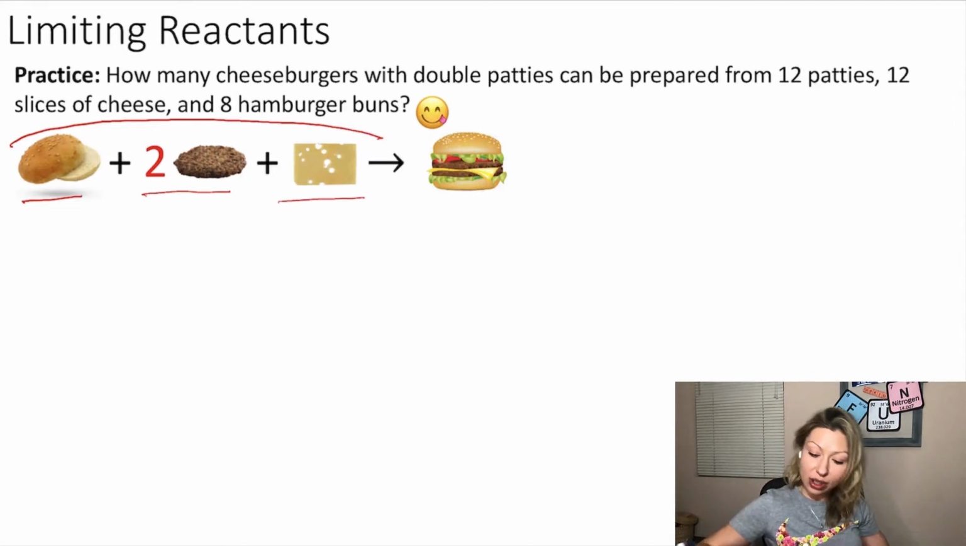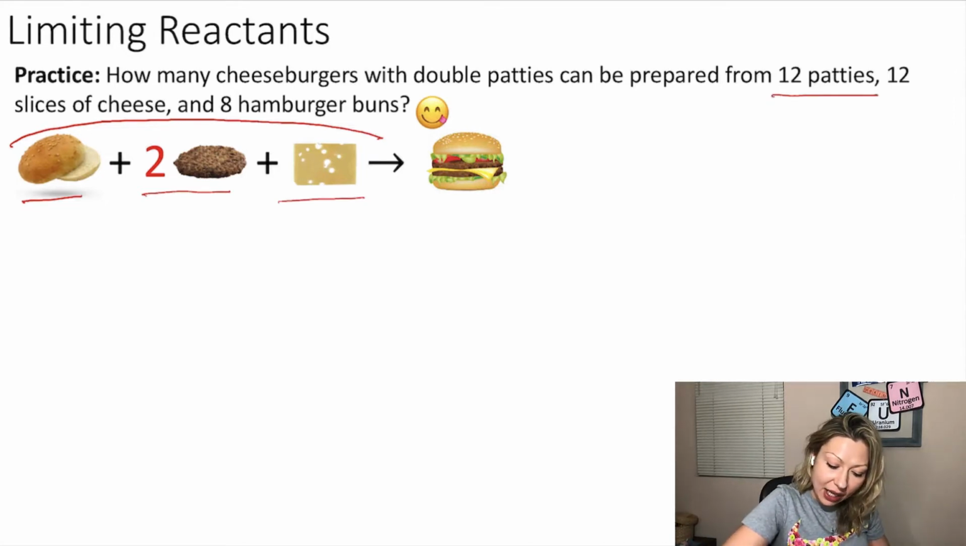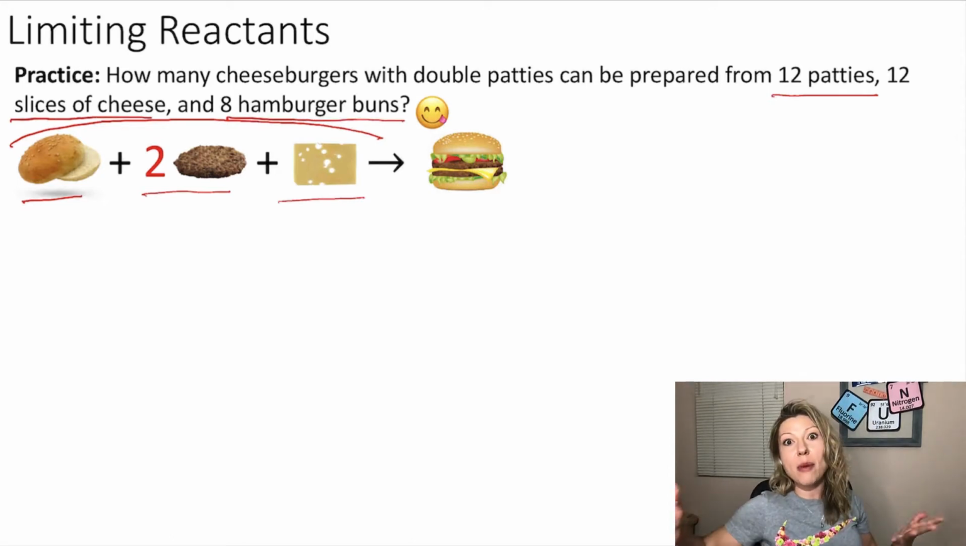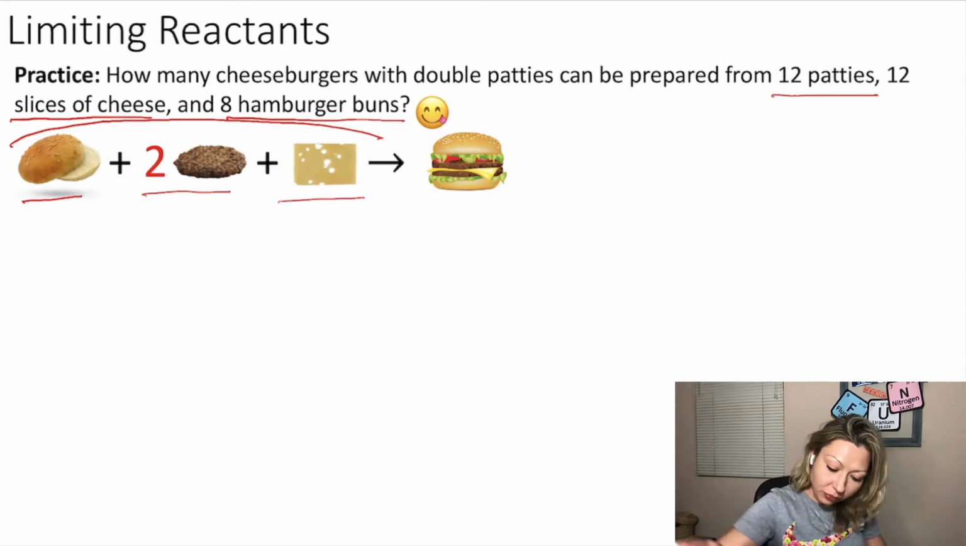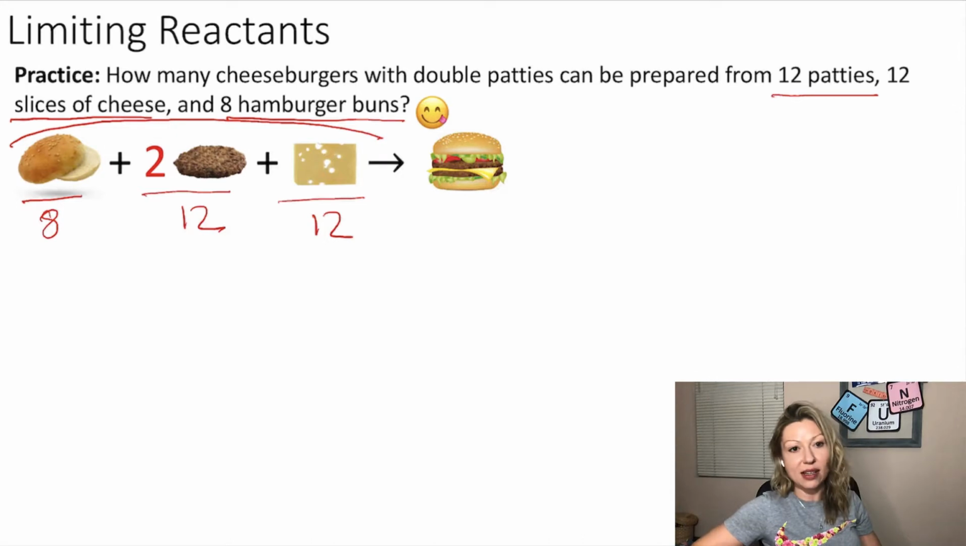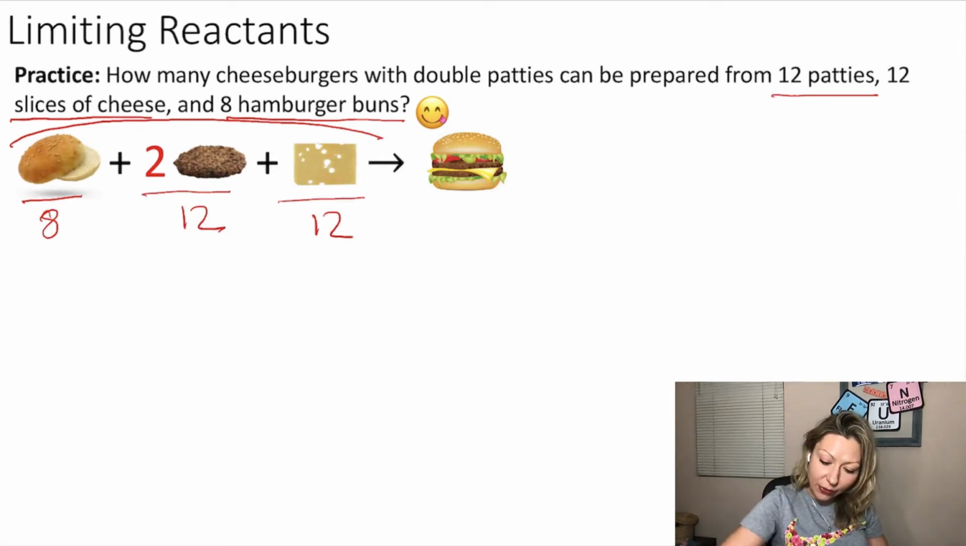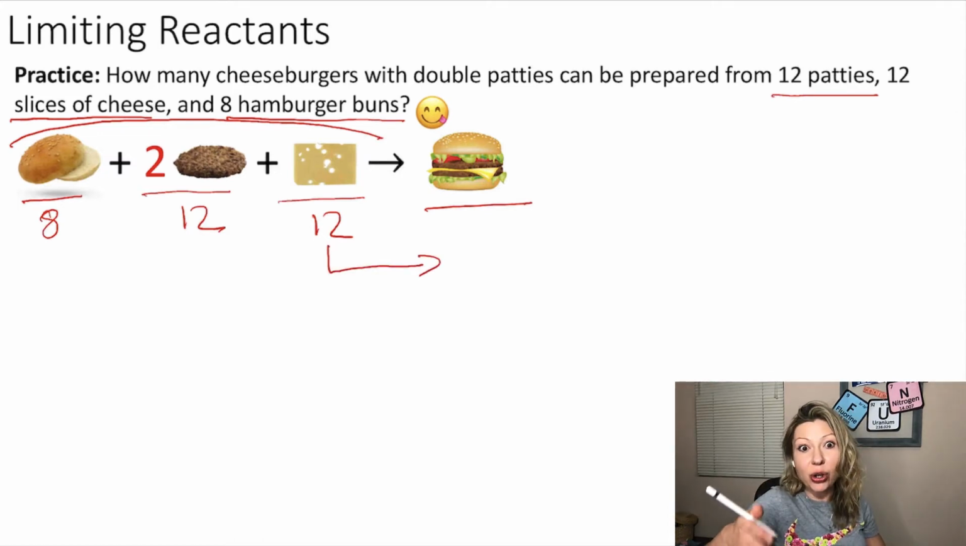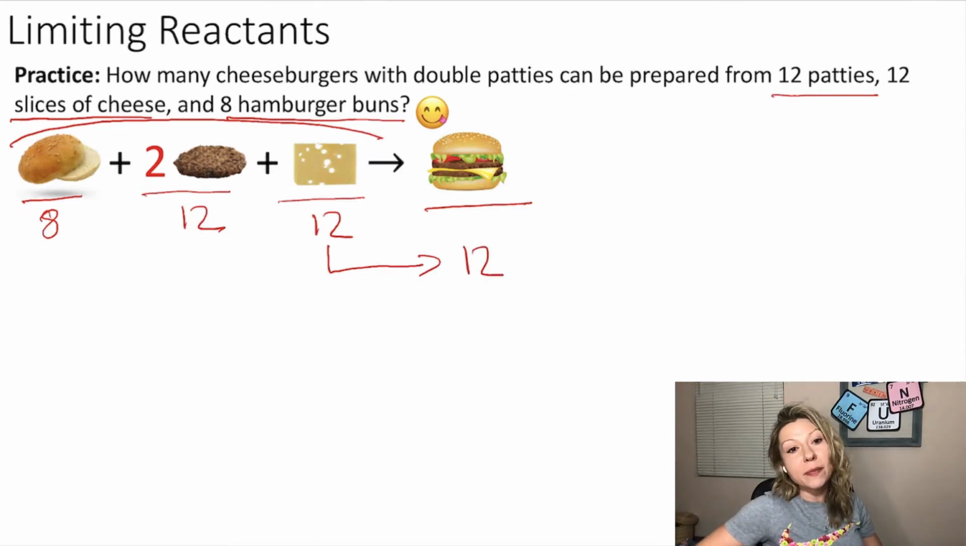Now, in my kitchen, I have 12 patties, 12 slices of cheese, and 8 hamburger buns. So how many cheeseburgers can I prepare? Well, let's write that information down here. So I have 8 buns, I have 12 patties, and 12 slices of cheese. So if I would use 12 slices of cheese, since for each hamburger I only need one slice of cheese, I could make 12 hamburgers.